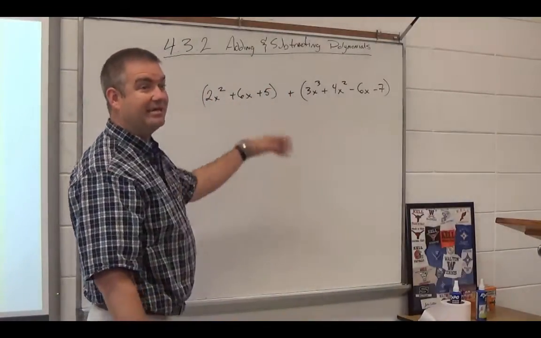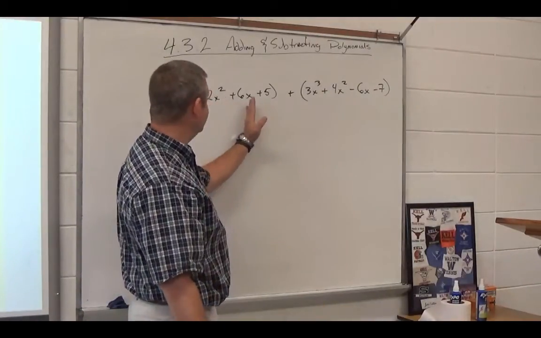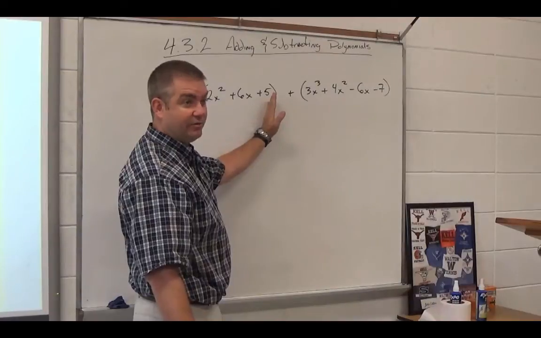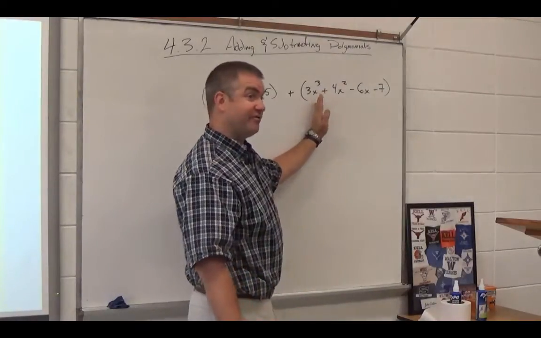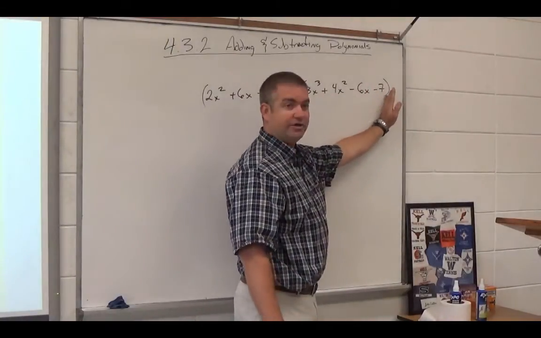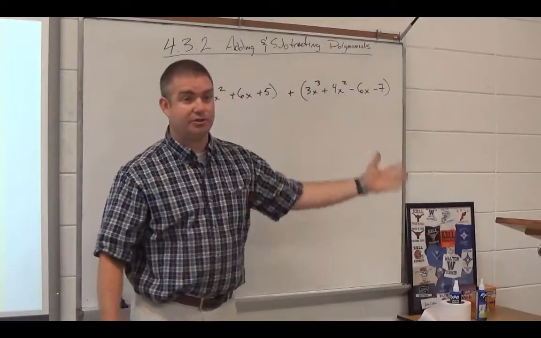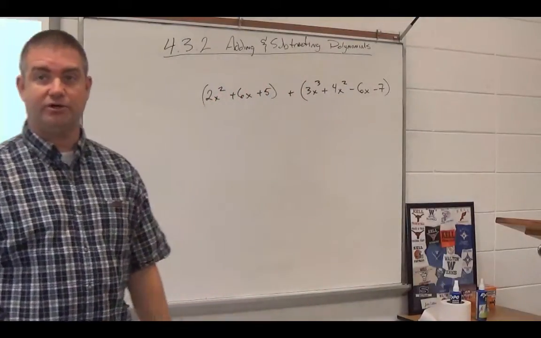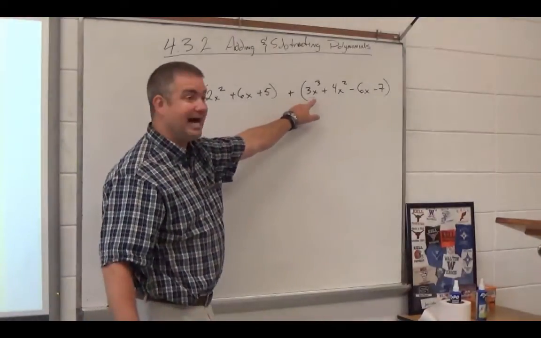Okay, so we scan the problem. And we look and we say, there's a degree of 2, there's a degree of 1, there's a degree of 0, right, or a constant term. There's a degree of 3, there's a degree of 2, there's a degree of 1, and there's a degree of 0, or another constant term. So what is the highest degree out of all of those terms? 3, right? This is the highest term.